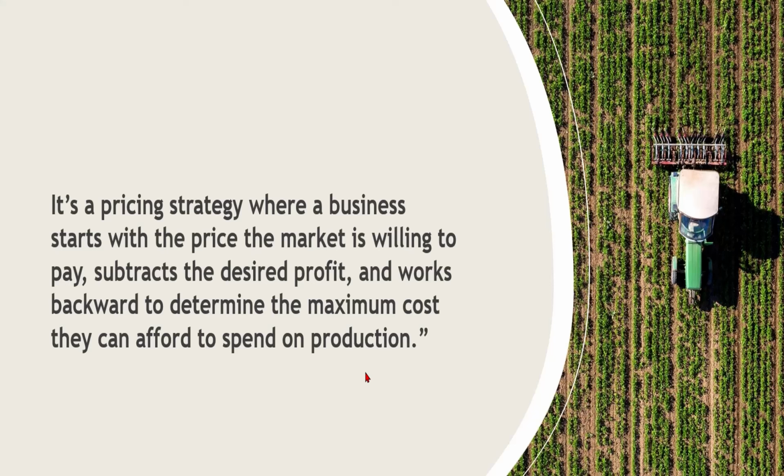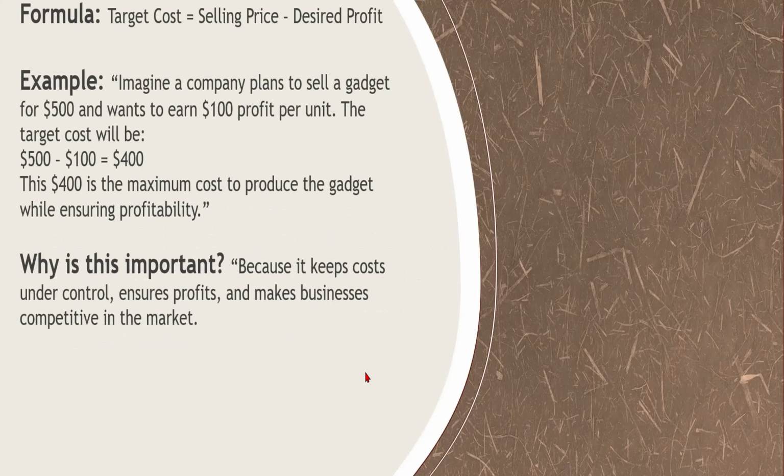Once they identify the selling price from the market, they decide what profit margin they want to have. Then they deduct the profit margin from the selling price that the customer is willing to pay, and the remaining amount will be the target cost. The business will then decide how to make that particular product within that cost. Okay, so let's understand with the formula and an example.